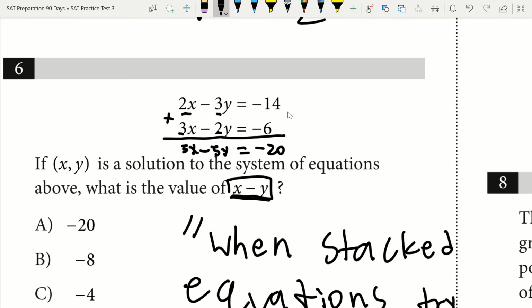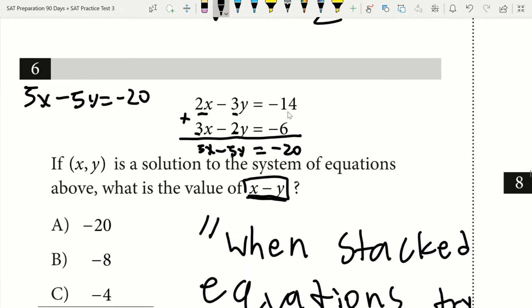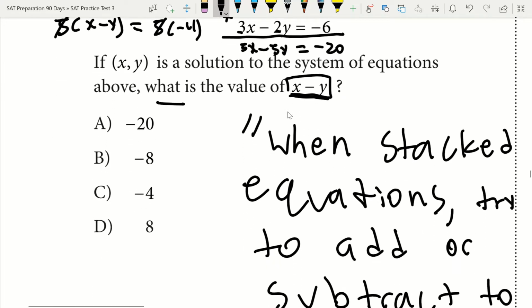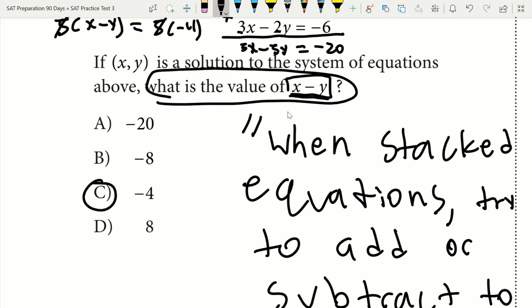In this case, I'm going to rewrite it over here. I wouldn't recommend you do that. I'm just doing it so you can see better. So now I'm going to go ahead and factor out my 5. So now I have 5 times (x minus y) is equal to 5 times -4. I cancel my 5's, and I see that x minus y is equal to -4, which is what my question is asking. So my answer there will be C.